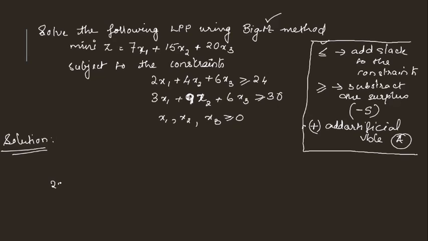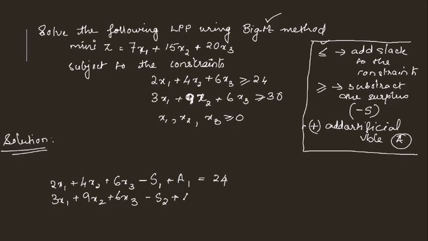So our constraint here is 2x1 plus 4x2 plus 6x3, and as I said earlier, I'm going to subtract a surplus variable and add an artificial variable. Then I make this an equation. Then what about the next constraint? 3x1 plus 9x2 plus 6x3 minus s2 plus a2, equal to 30. Now, whenever I make a change in the constraint, I hope you know that I also make a change in the objective function.